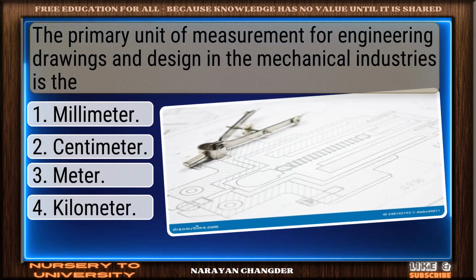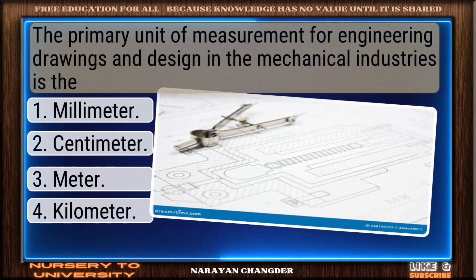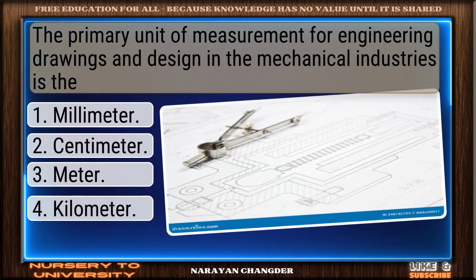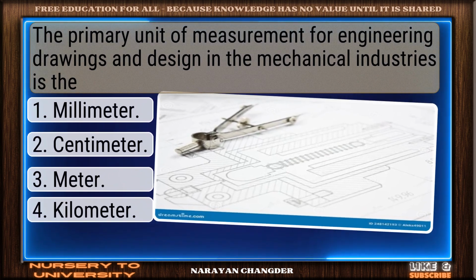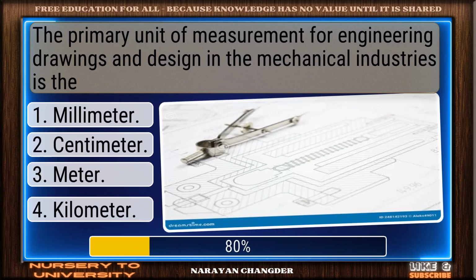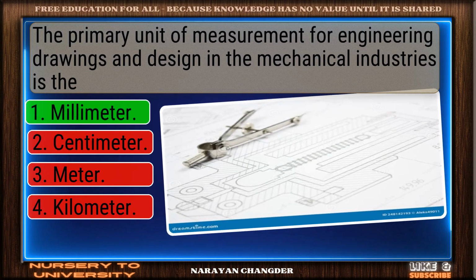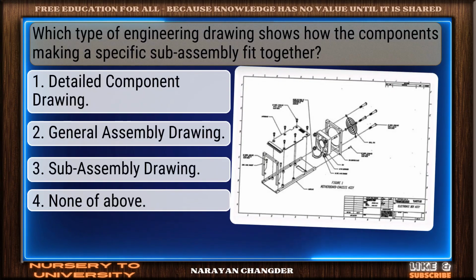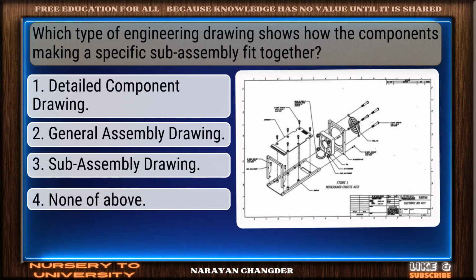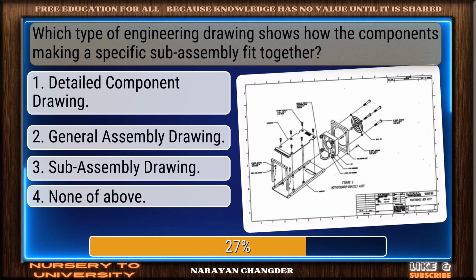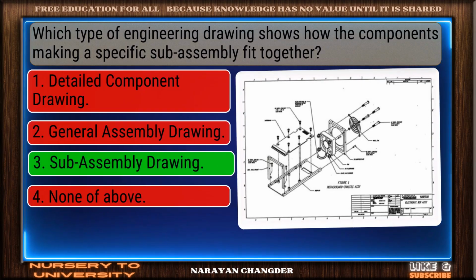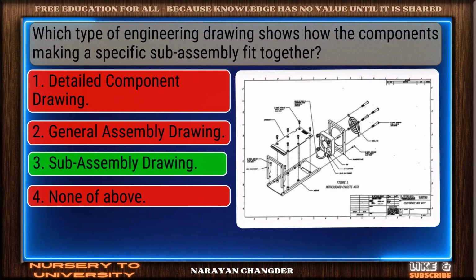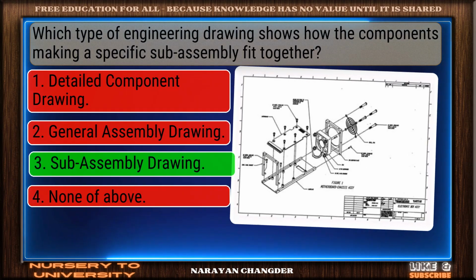The primary unit of measurement for engineering drawings and design in the mechanical industries is the dash. Valid point. Millimeter is true. Which type of engineering drawing shows how the components making a specific sub-assembly fit together? Well reasoned. Sub-assembly drawing is the correct choice.